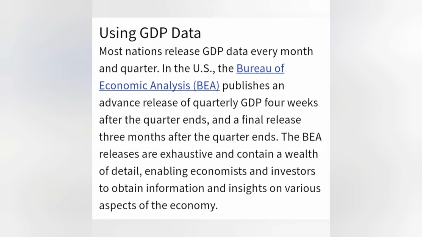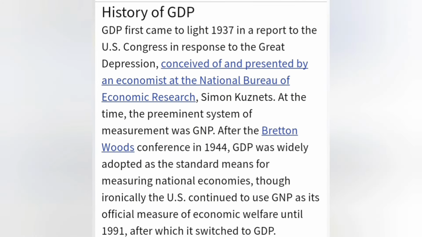Next, using GDP. Most nations release GDP data every month and quarter. In the US, the Bureau of Economic Analysis publishes an advance release of quarterly GDP 4 weeks after the quarter ends, and a final release 3 months after the quarter ends. The BEA releases are exhaustive and contain a wealth of detail, enabling economists and investors to obtain information and insights on various aspects of the economy. So, GDP data is next.